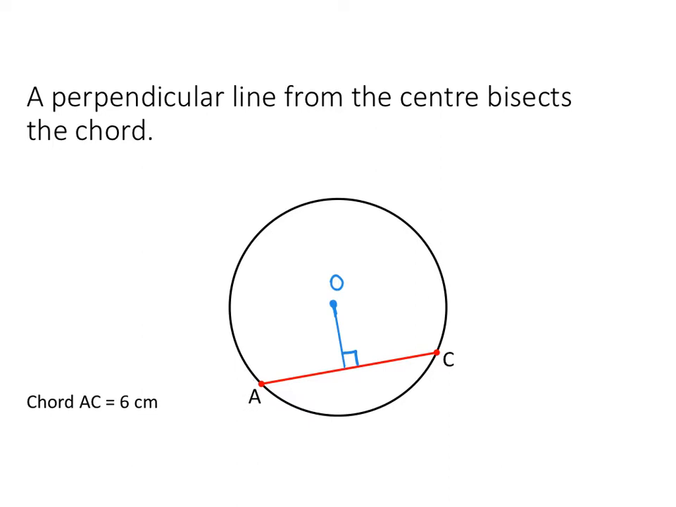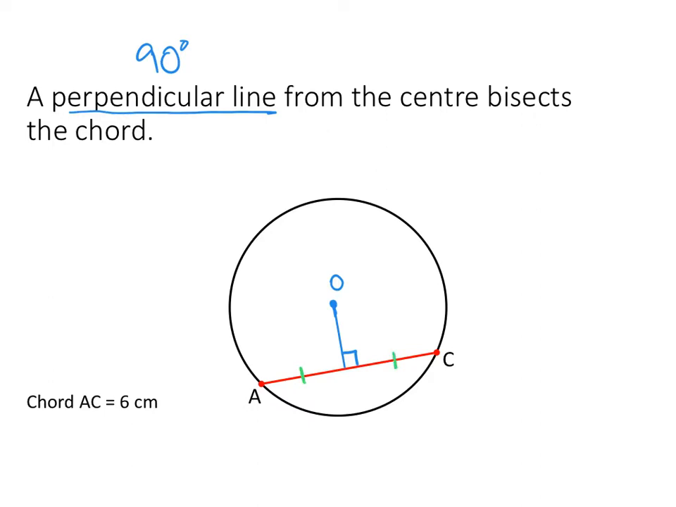And remember, that means our little square symbol there, a right angle. So that's what it means by a perpendicular line. Remember, perpendicular means 90 degrees. Something else that's really cool is that when I draw this perpendicular line and it meets my chord, it ends up splitting my chord into two equal line segments.